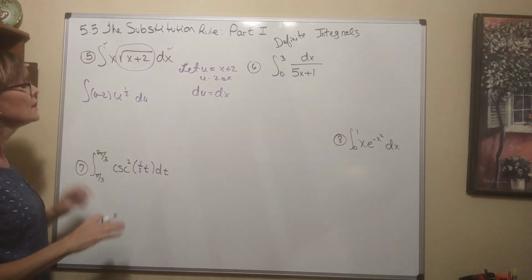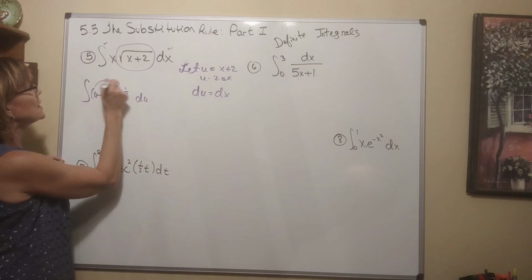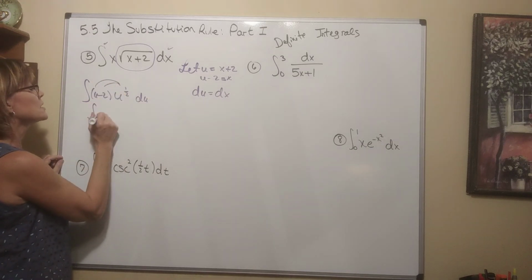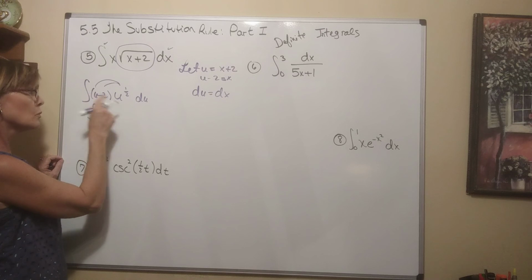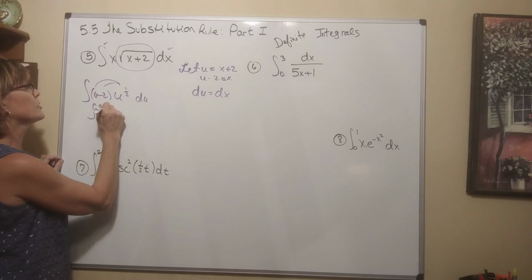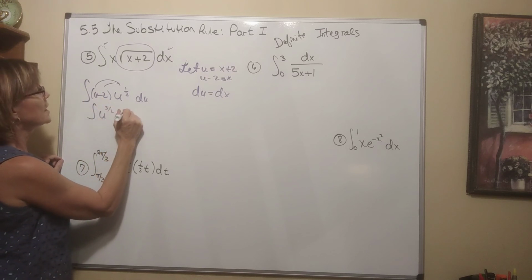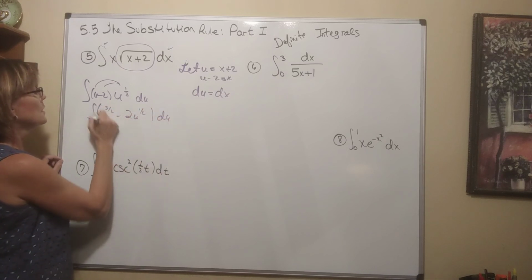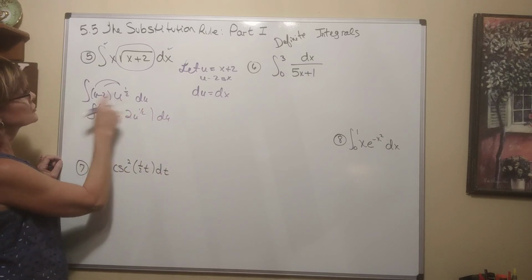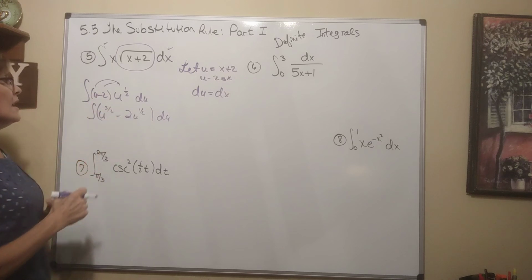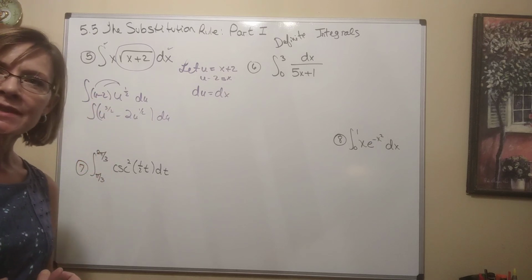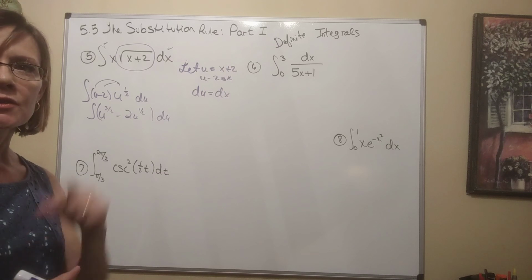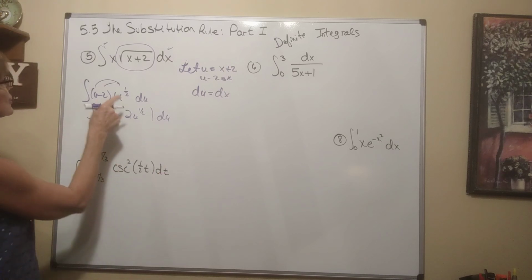I'm ready to integrate. To integrate this, I'll distribute this to each term. So this is going to be the integral of u to the 1 times u to the 1/2, or u to the 3/2, minus 2u to the 1/2 du. I'm just distributing. I haven't integrated yet. As you can see, if you get tired, and I'm a little bit tired, you can start to mix your methods, which is dangerous. So I'm just distributing this.